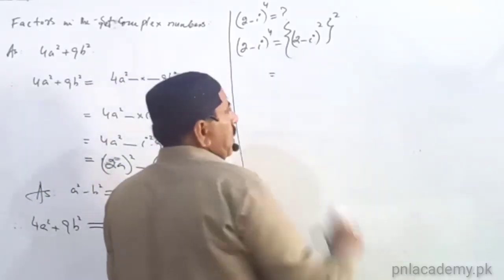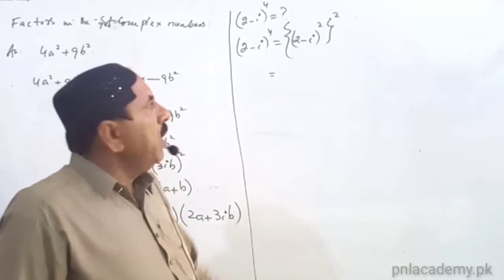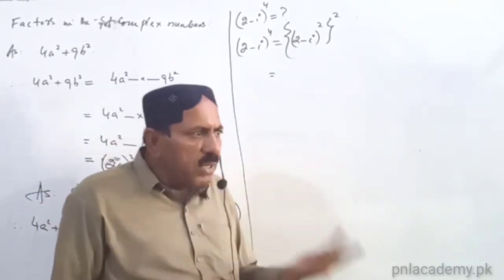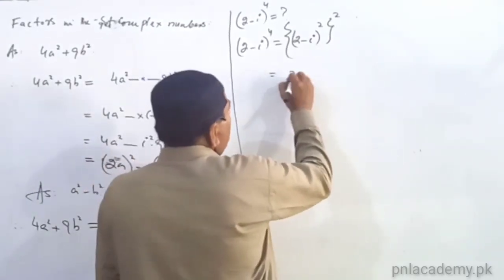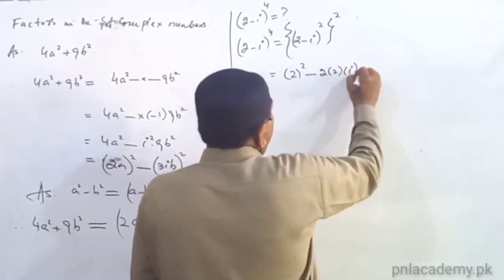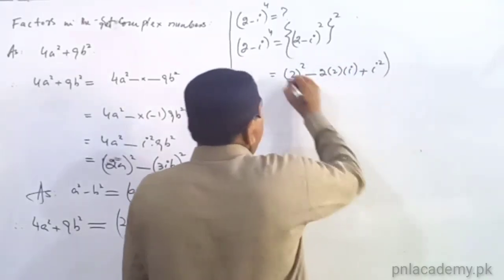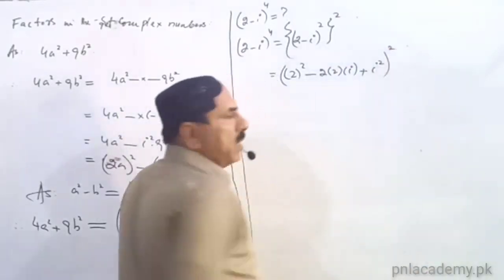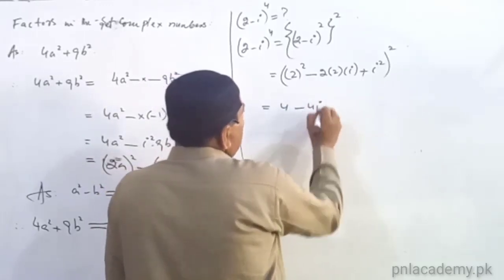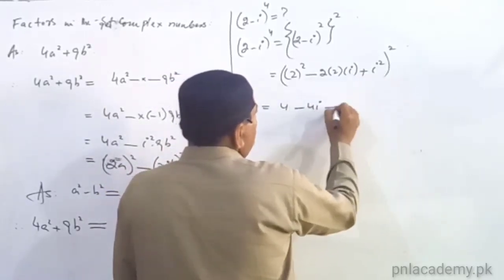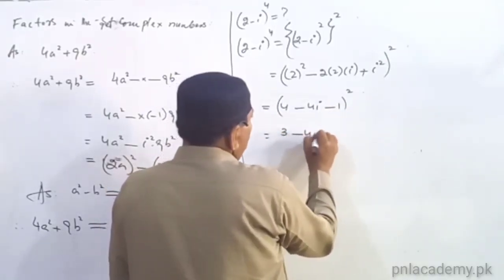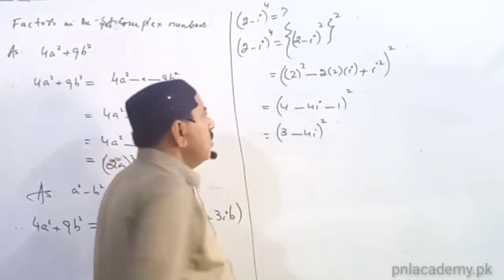So according to the squaring formula, (a − b)^2 is a^2 − 2ab + b^2. Here a^2 means 2^2, minus twice of 2 and ι, plus b^2 means ι^2, and then the whole square. So this will be (4 − 4ι + ι^2, meaning −1) whole square. This will be (3 − 4ι)^2.